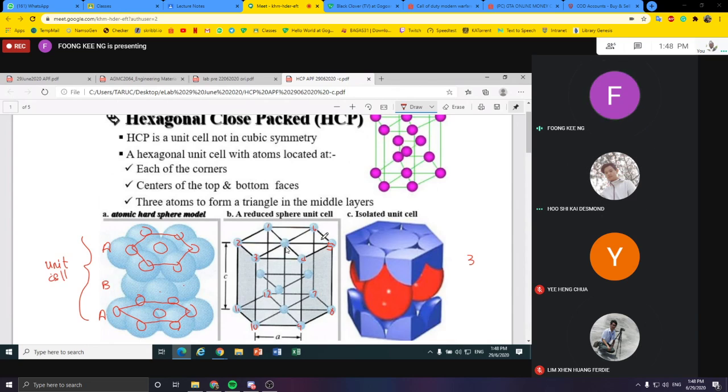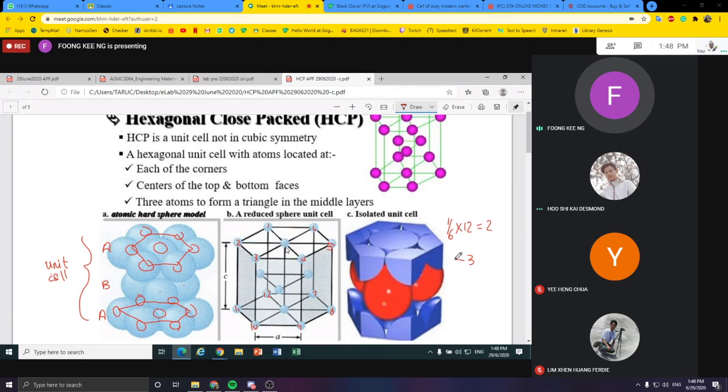3. At this level it is 3, but another one level higher is another 3. So 6. At any time, the corner atom of the hexagon plane here is shared by 6 unit cells. So it only uses a fraction of 1/6. And how many atoms are there of this corner type? There are 12. So this equals 2.